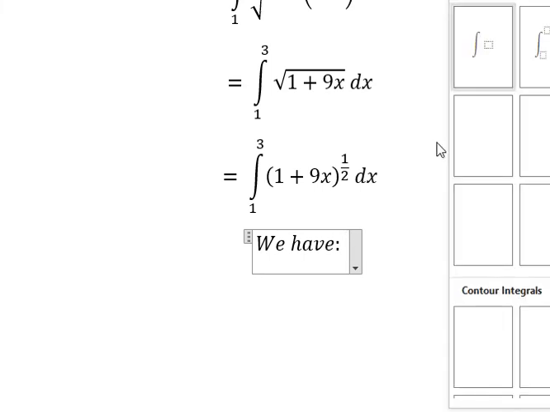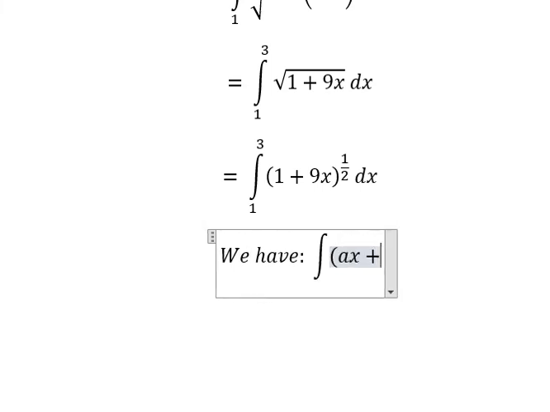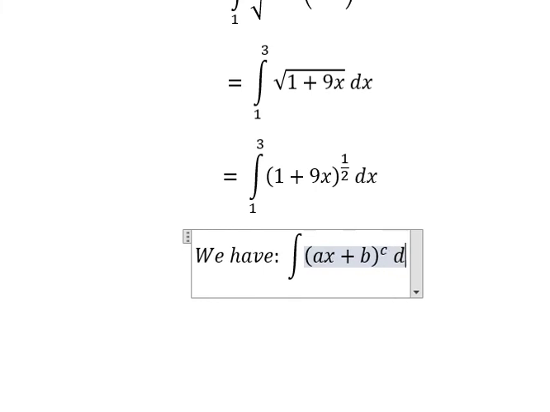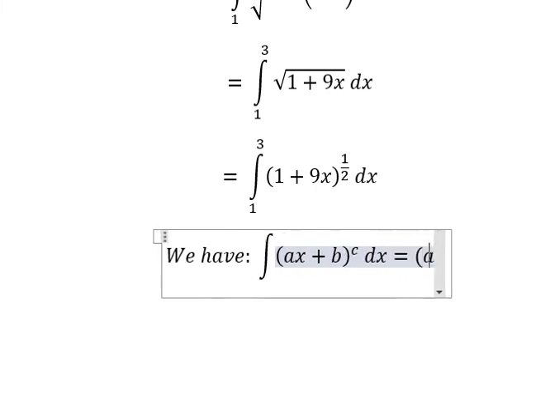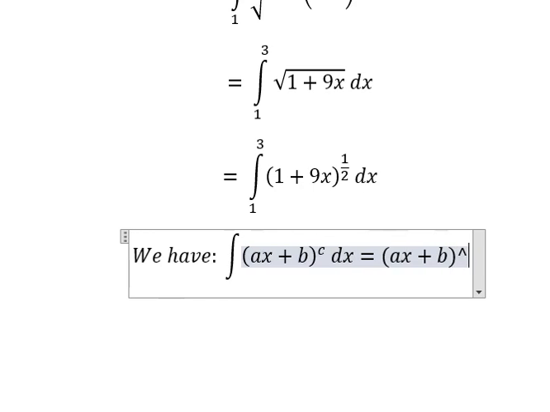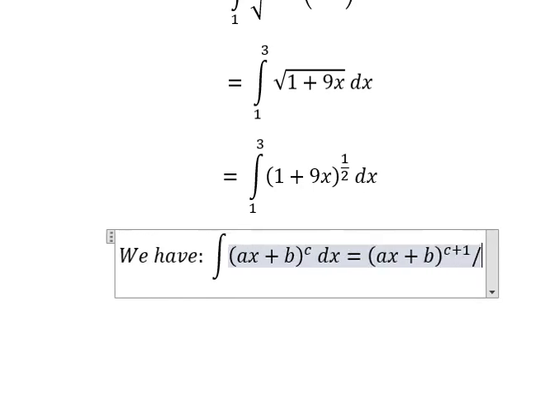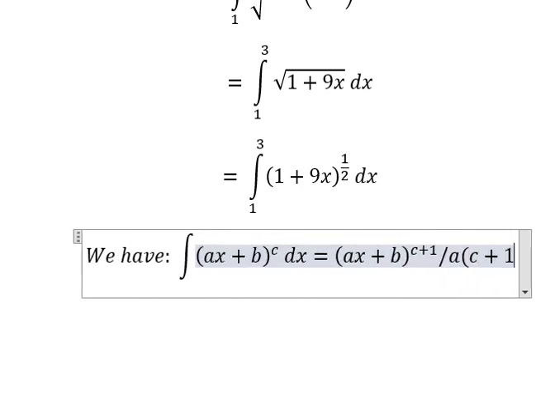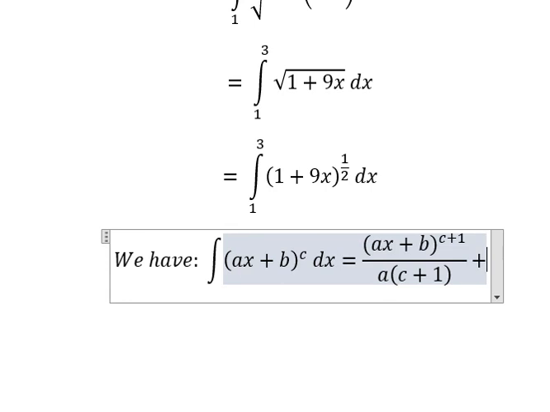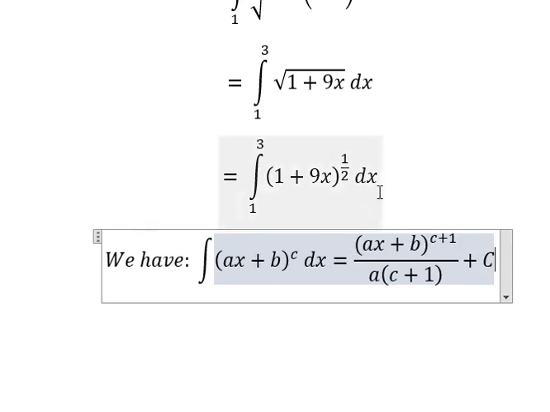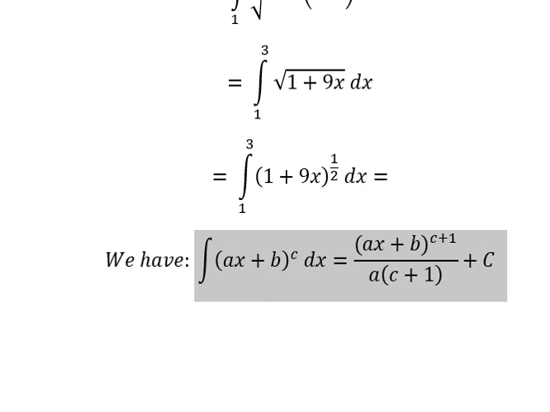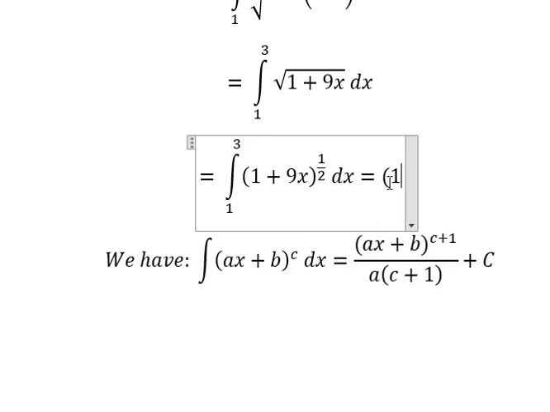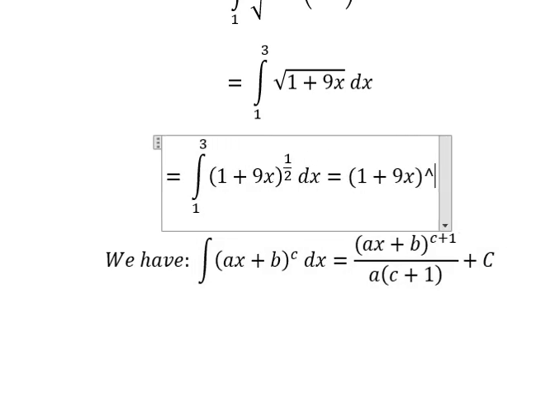The integration of ax plus b to the power of c equals to ax plus b to the power of c plus 1 over a times c plus 1. So we have the capital C in here. Now we can apply the formula in here, and we got the final answer.